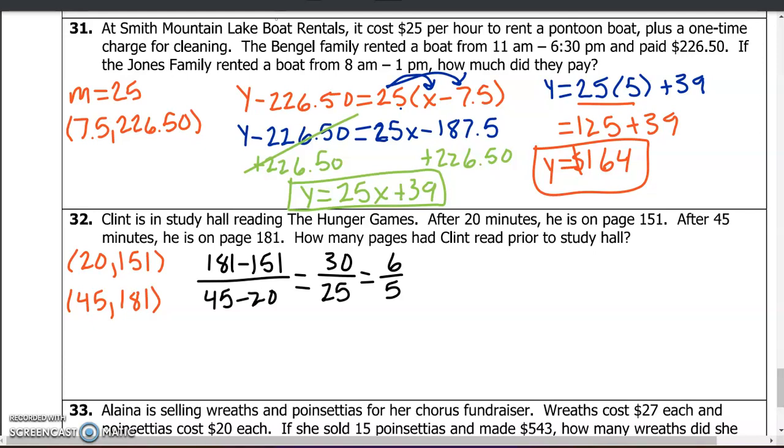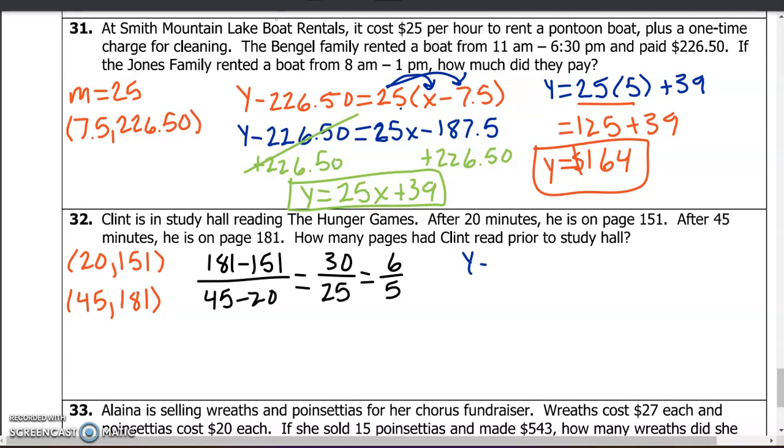So our slope is 6/5. Okay, so we're going to plug this now into our point slope formula, because essentially what they're asking for is how much you read prior to study hall, which would be your B. That's your starting point. So we need to get our equation, and then B is going to be our answer.